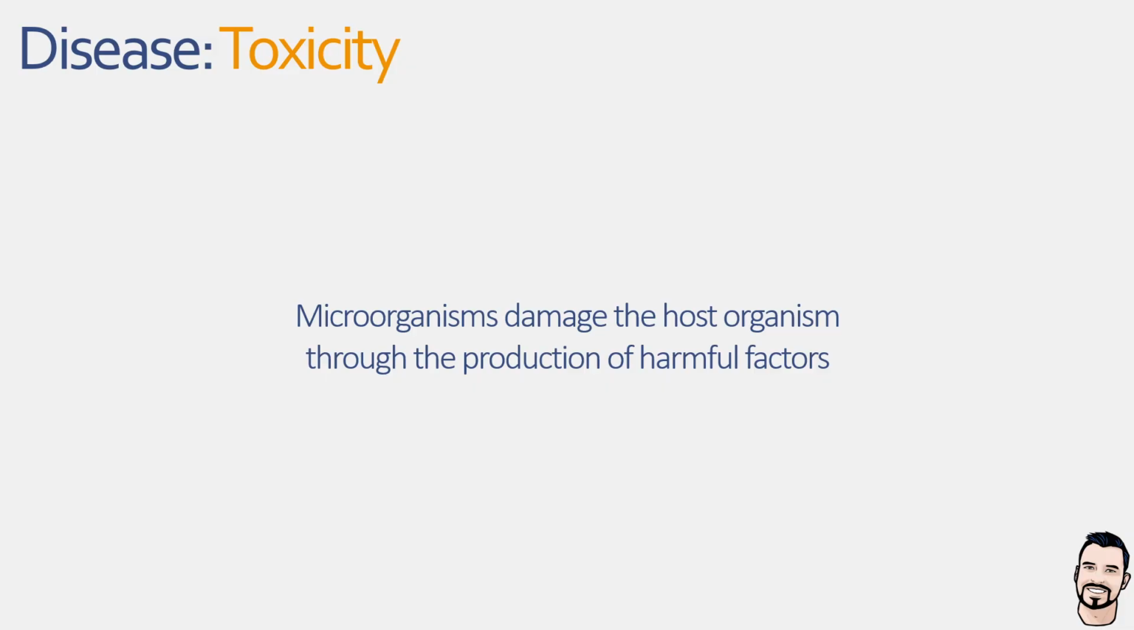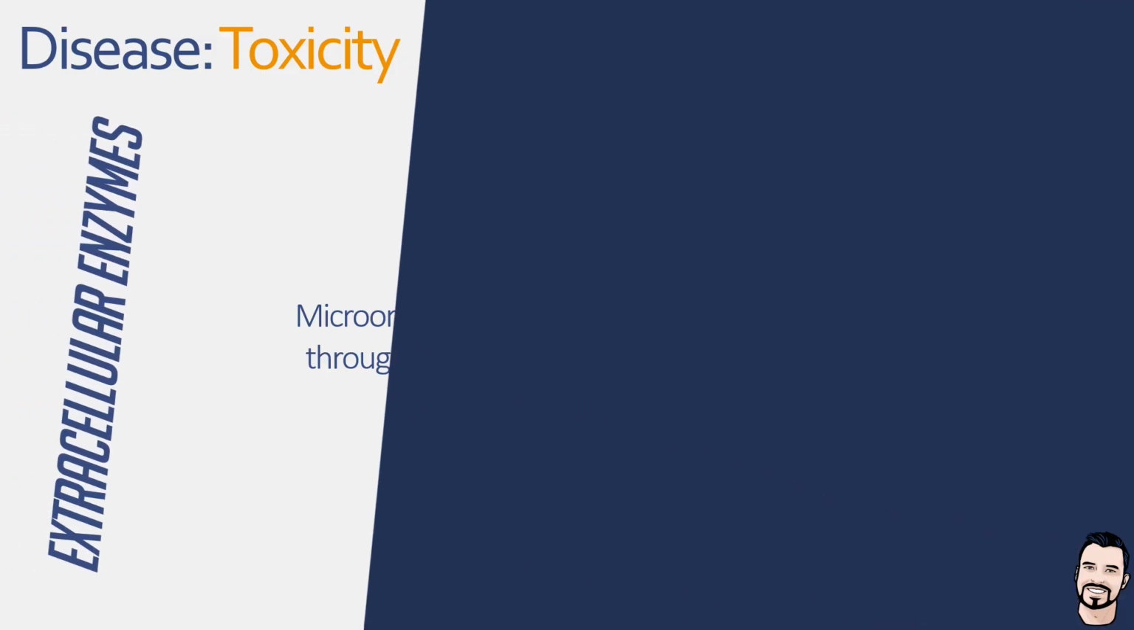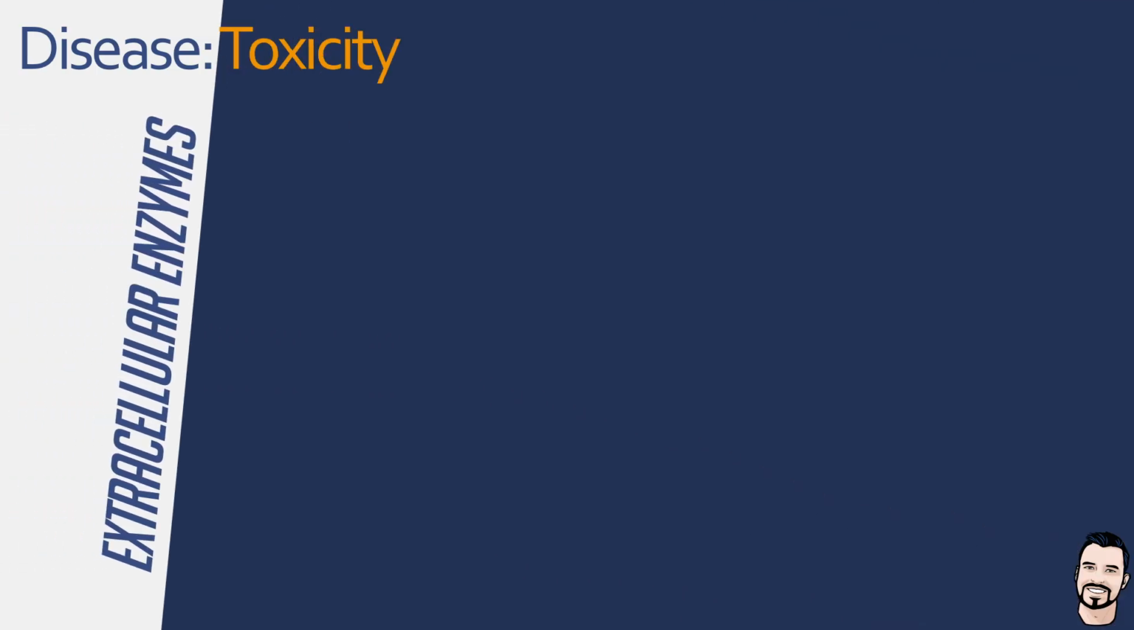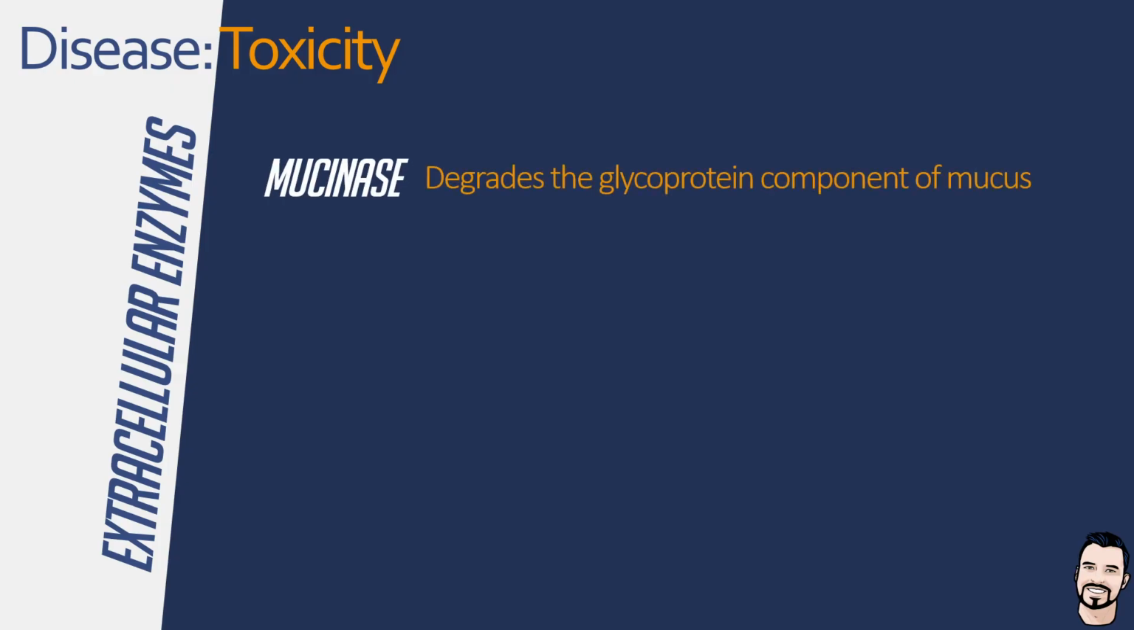So let's have a look at some of the harmful factors that pathogens produce to damage localized tissues, as well as some that have systemic effects across the entire body. So first up, microorganisms can cause damage by producing a range of extracellular enzymes that break down host structures and protective barriers. Our first example is mucinase, an enzyme that degrades mucus, which is the protective layer covering epithelial cells. And so, by removing this barrier, pathogens can reach and interact directly with epithelial cells, and we can see this in organisms such as Vibrio cholerae, Helicobacter pylori, and Neisseria gonorrhoeae.